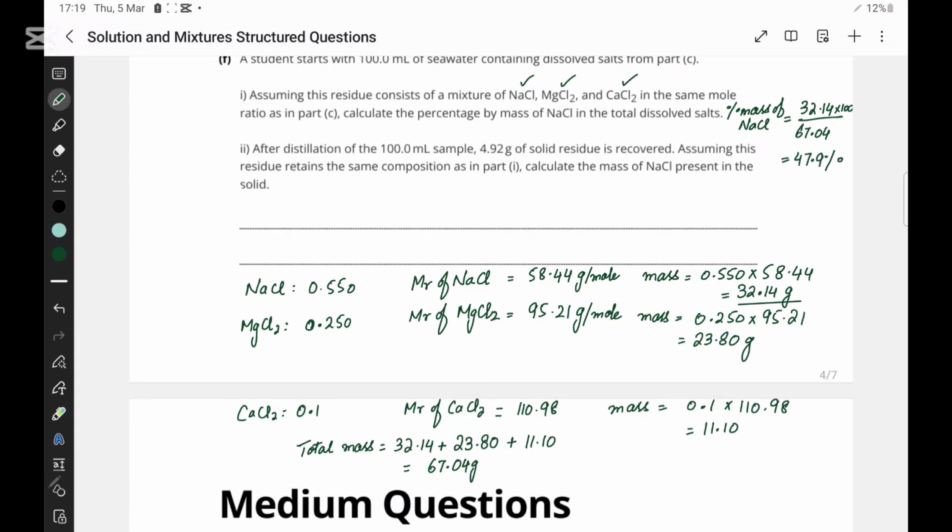Now they are saying if we have total residue which is 4.92, then what is going to be the mass of NaCl? So 47.9 divided by 100, as it was a percentage, times 4.92, and the answer that comes out to be is 2.36 gram of NaCl.